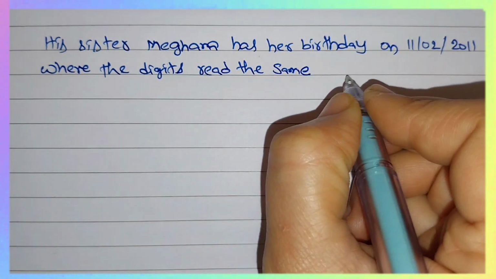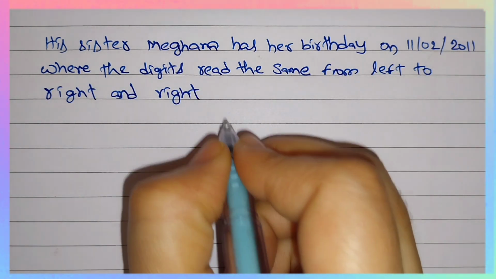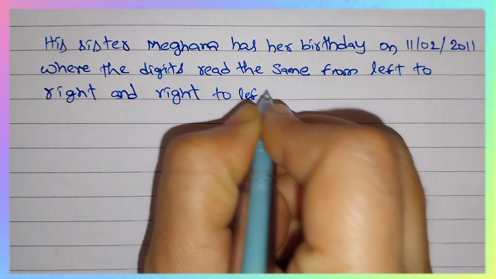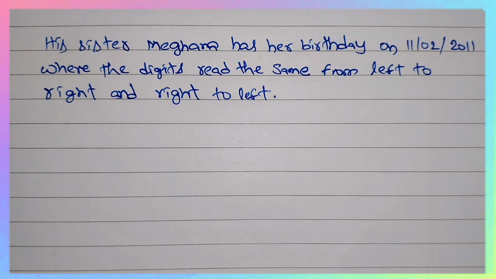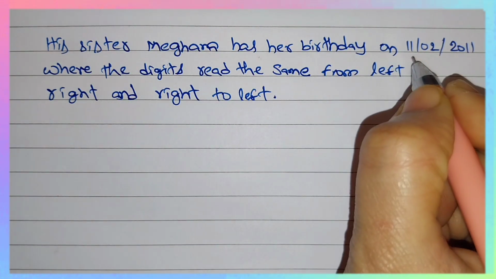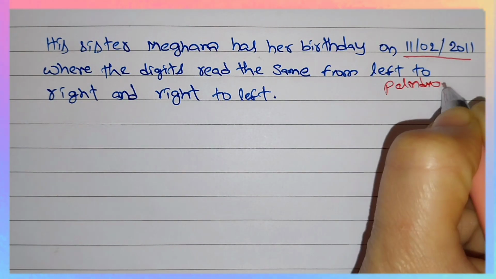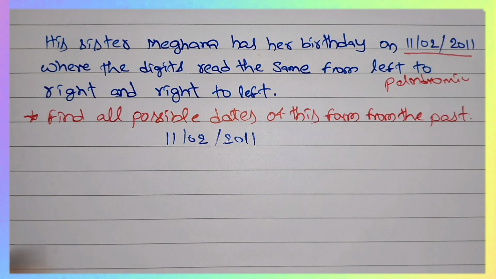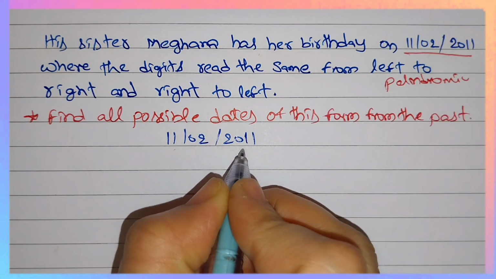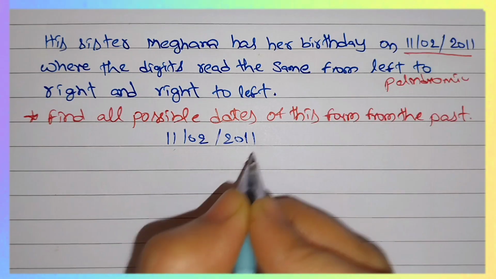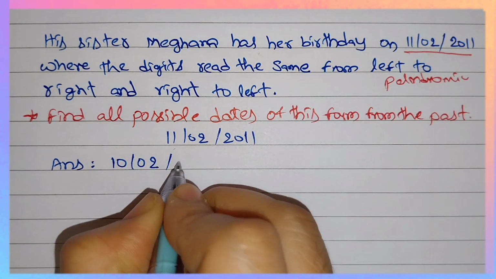Next, his sister Meghana has her birthday on 11/02/2011, where the digits read the same from left to right and right to left. This is a palindromic date. If you remove the dashes and write it as 11022011, it reads the same forward and backwards. So this is a palindromic date.